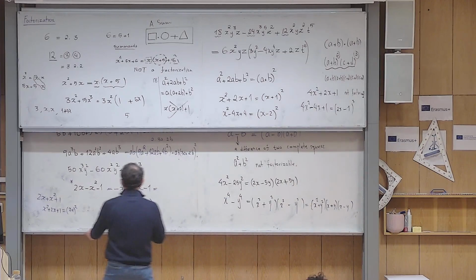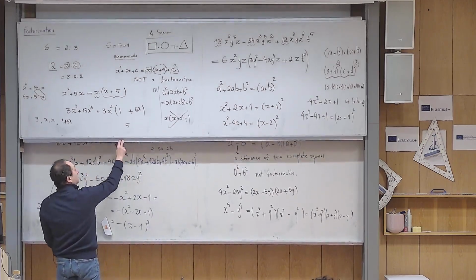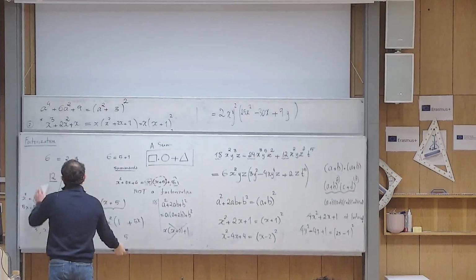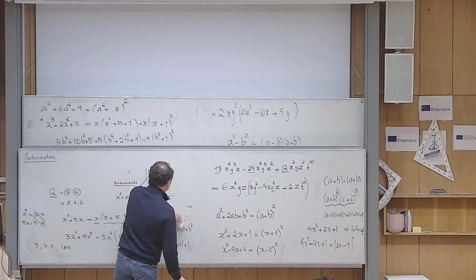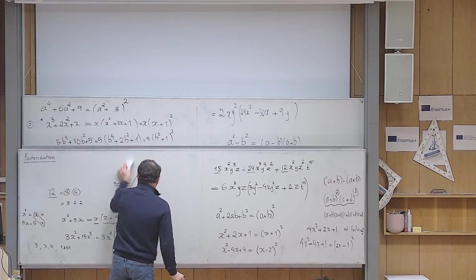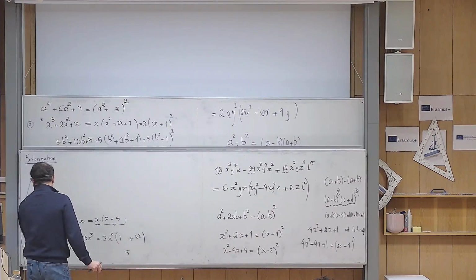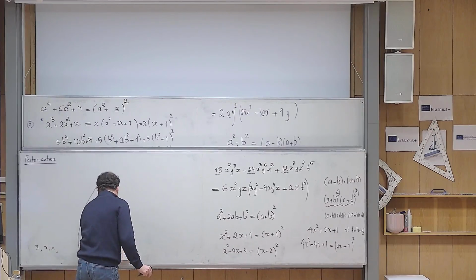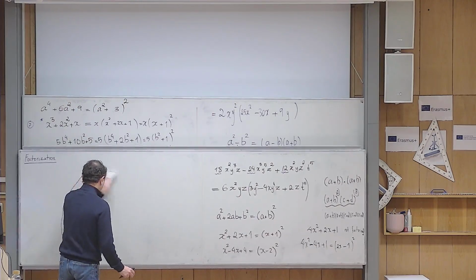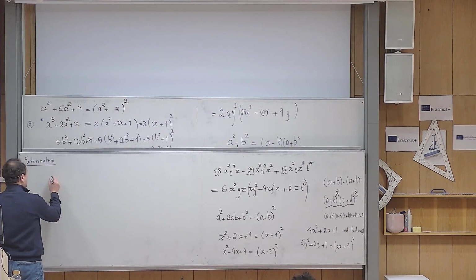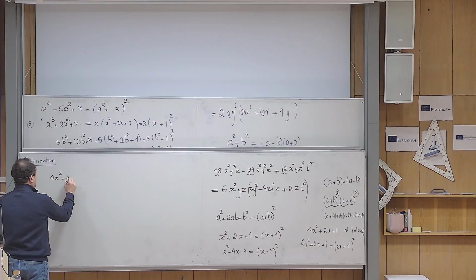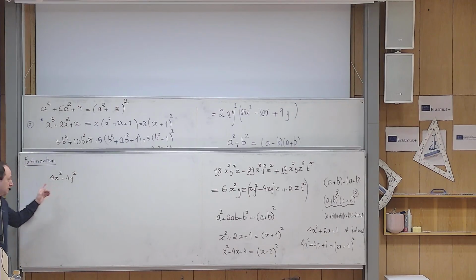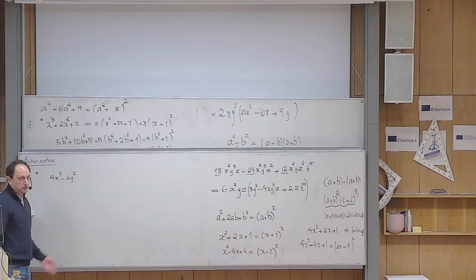So let me ask you another question. What about this one? 4x squared minus 4y squared. The reason that I am telling you is because it has some important points. So what do you say here? Is it a conjugate rule or not to factorize? Yes. So give me the answer if you want.